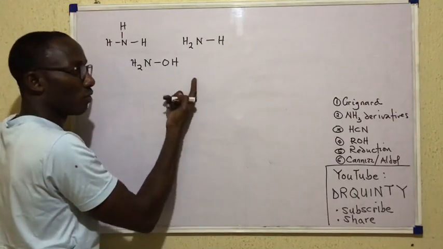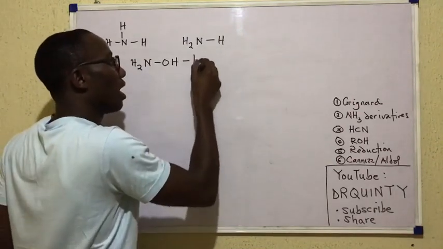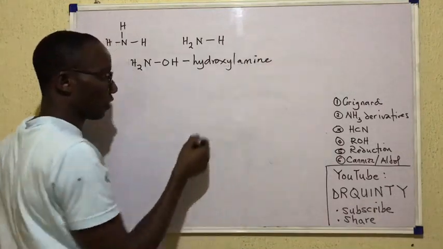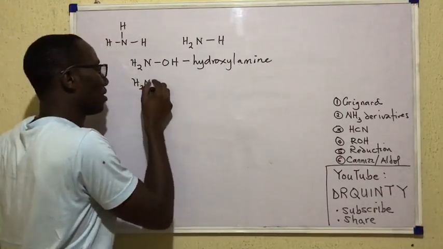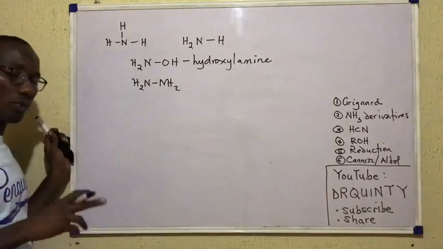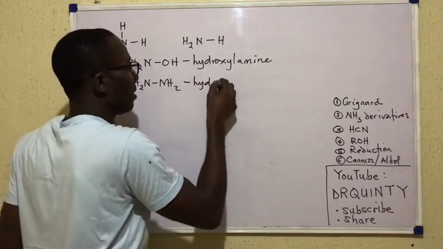OH is hydroxyl and NH2 is amine. So we call this hydroxylamine. Then we could also have a derivative like this, H2N, NH2. That's an amino group occurring twice, but we call the compound hydrazine.